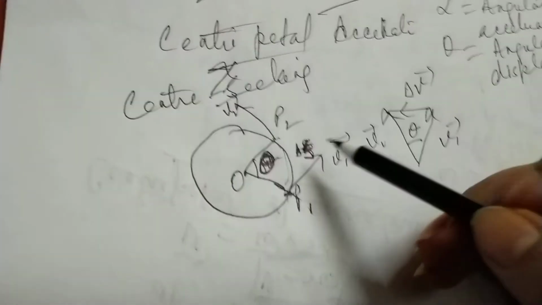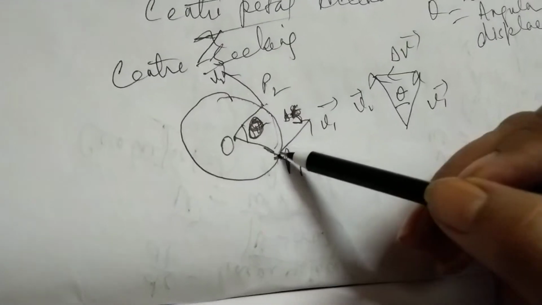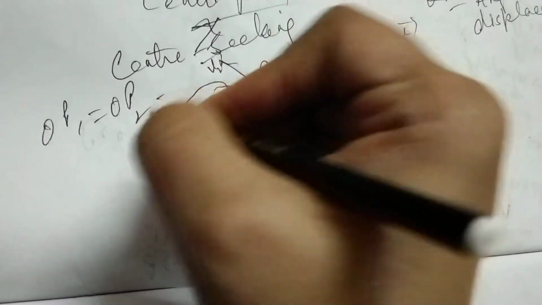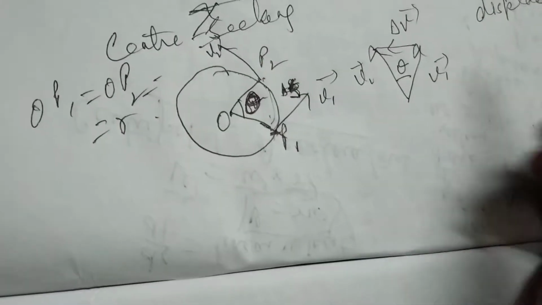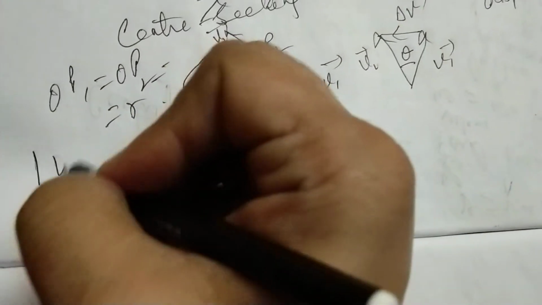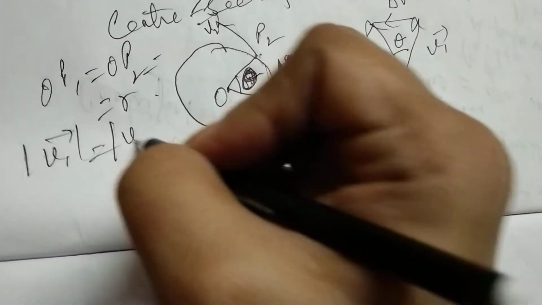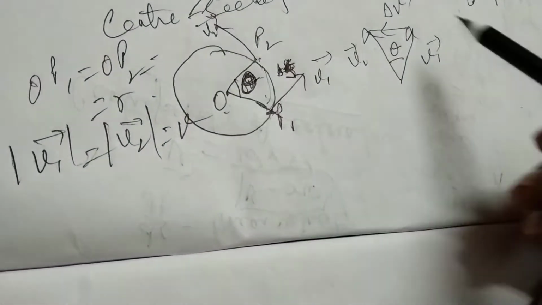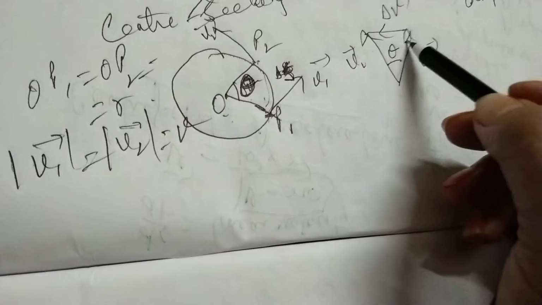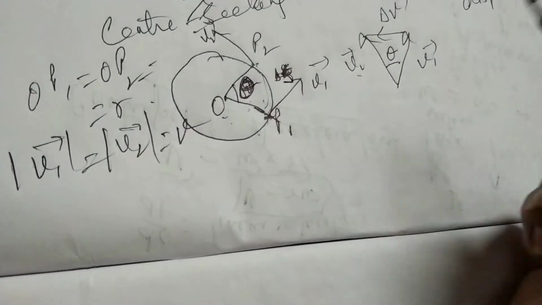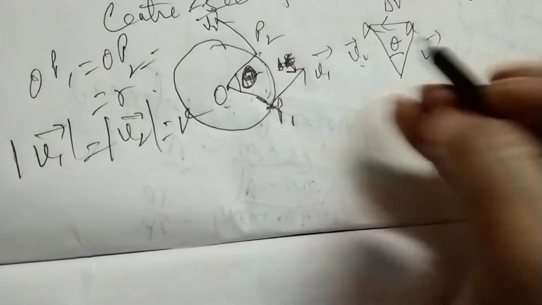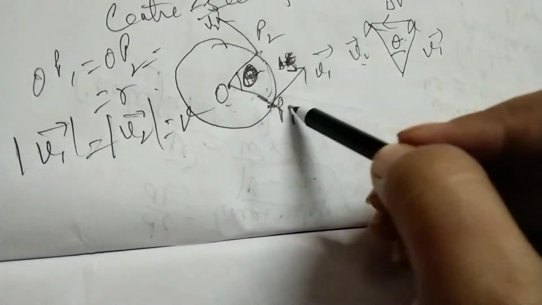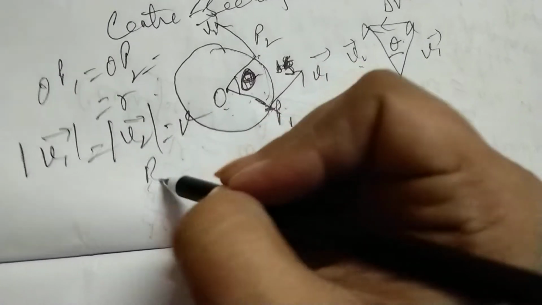Now in this case, the radii are equal. That means OP1 is equal to OP2, which is equal to R, the radius of the circle. The modulus of the V1 vector is equal to the modulus of the V2 vector, which is equal to V. The magnitude is the same, only the direction is changing. So these two triangles are similar, and delta V is the change in velocity. If the two triangles are similar, the ratio of the corresponding sides is equal.